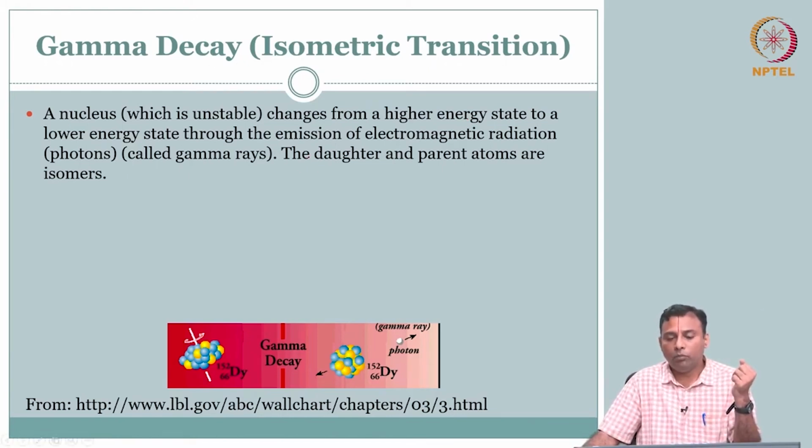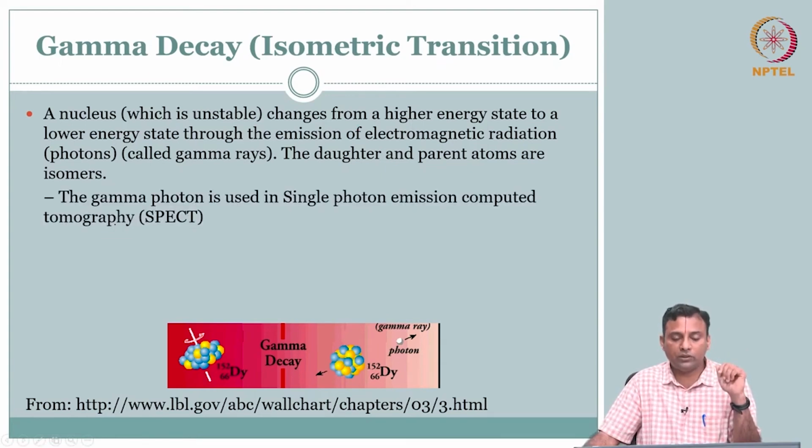So here both the parent and daughter are called isomers, meaning they have the same atomic number and the same mass number, but some energy comes out in the gamma range. We also call that high energy state a meta state. So it comes down to the ground state and gives out gamma rays, and this is something that is commonly used. Okay, we will talk about this.